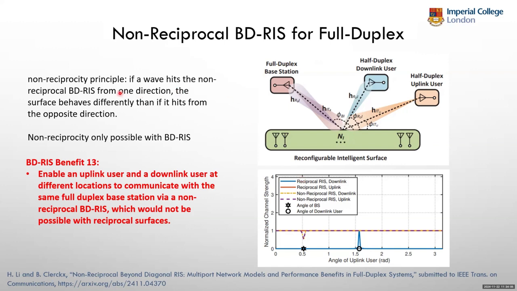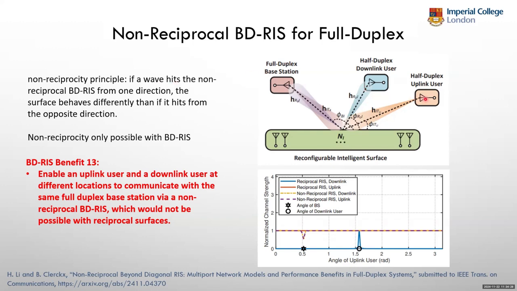So think about non-reciprocity. Reciprocity is very common in communication. You use this all the time in TDD systems when you do channel estimation. But actually, non-reciprocity can have a benefit. Non-reciprocity means that if a wave hits the surface from one direction, the surface will behave differently if it hits from the opposite direction.